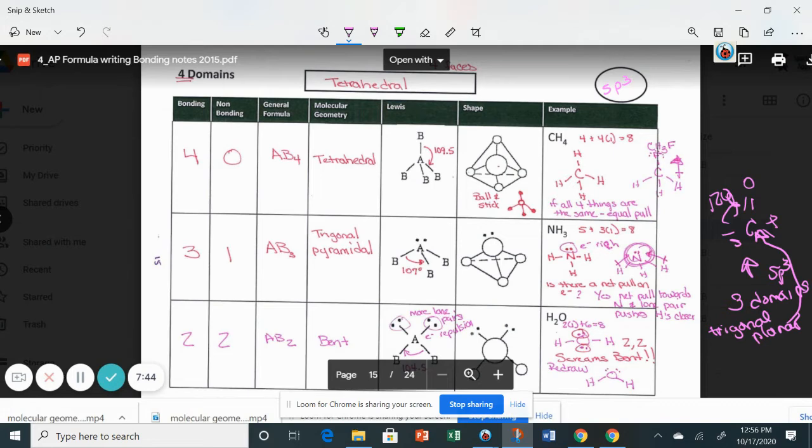And they'll do this in AP. They'll give you this huge structure. They'll pick a carbon and they'll say, well, what's its hybridization? What's its shape? What's the bond angle? They could ask you any 3 or all 3. And you have to think, oh, I got to go back to Lewis dot. I got to count bonding domains. Once I know my bonding domains and my nonbonding material, then I can figure out my shape.